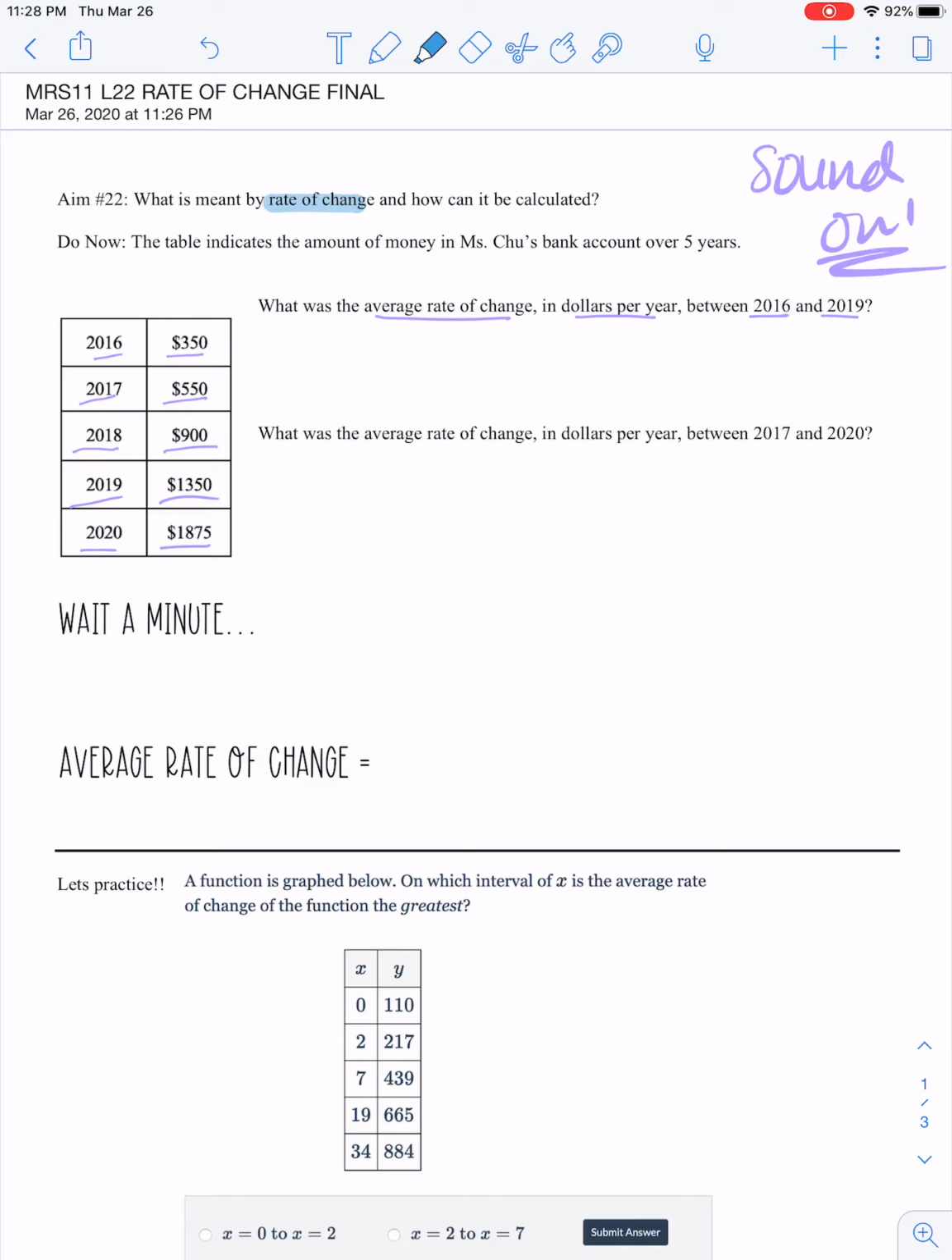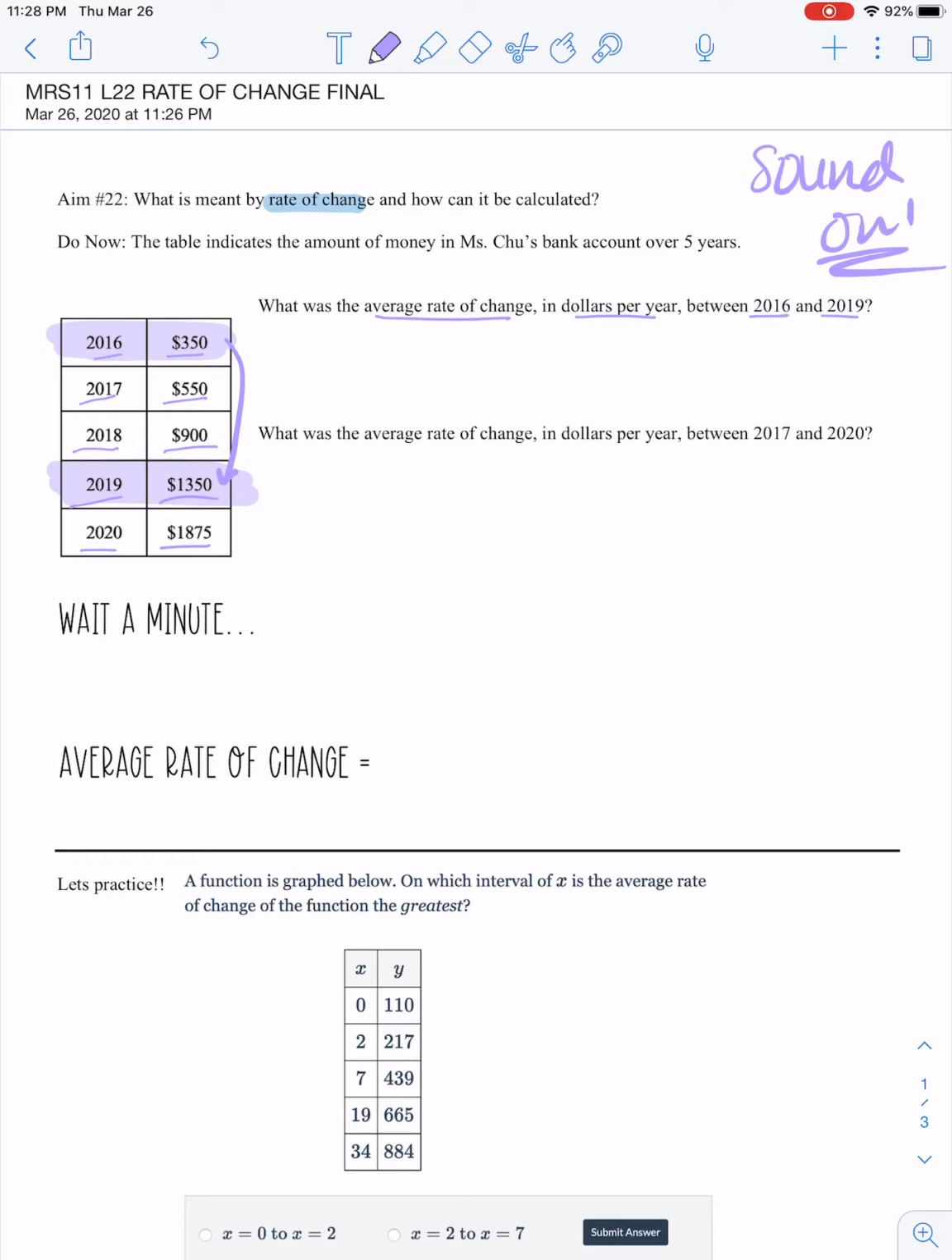So the first thing I know is that I'm looking at 2016, I'm looking at 2019, so let me highlight those two. Average rate of change. Please don't let these words confuse you. It is exactly what it sounds like. I'm trying to find out how much I'm changing by. So the first thing I'm going to do is find out how much my money changed by. So I went from $350 to $1,350, and if you're really good at math, you figured out that I went up by $1,000. Right? But sometimes the numbers are not so simple.